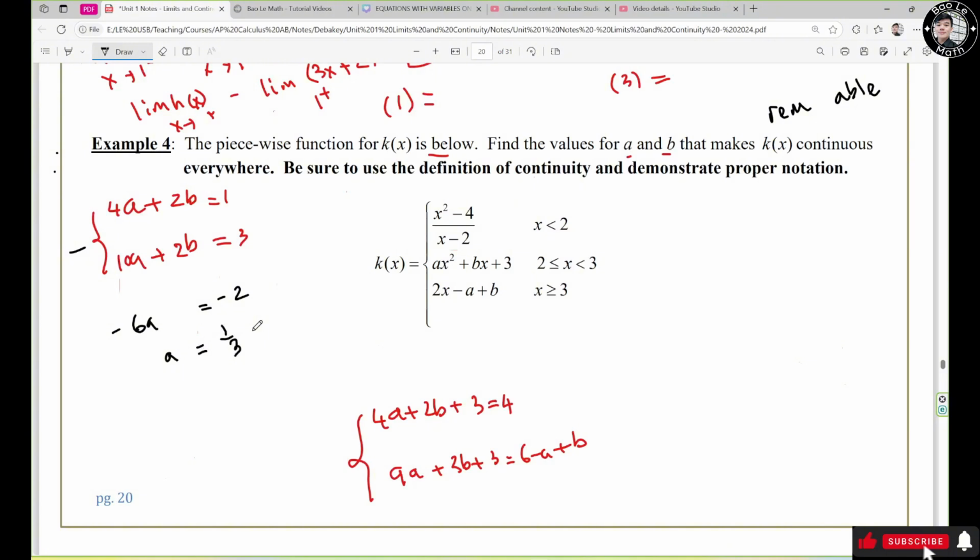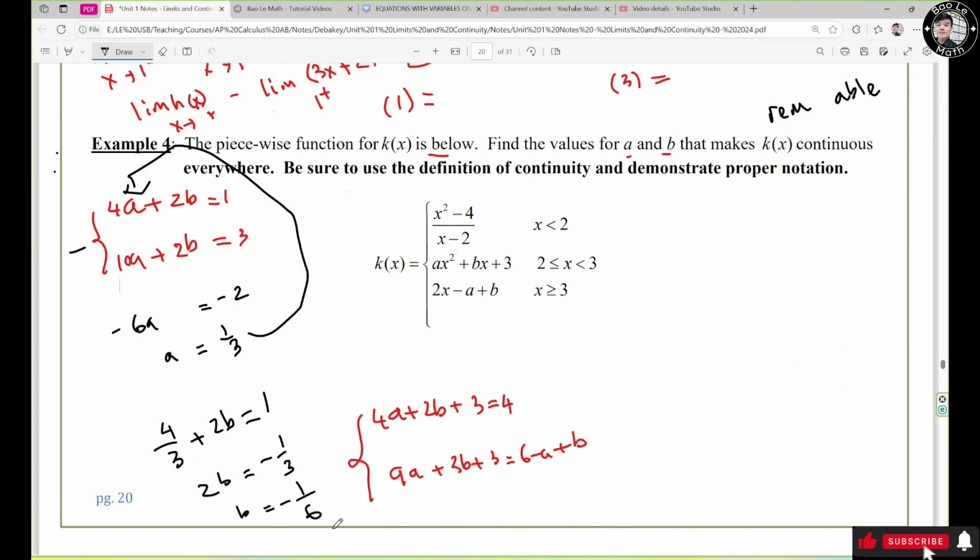Now a equals 1/3, substitute 1/3 for a back into this one right here. So I have 4/3 plus 2b equals 1, right? So 2b equals 1 minus 4/3, which means negative 1/3, right? Divide both sides by 2, so b equals negative 1/6, right? So the final answer is a equals 1/3, b equals negative 1/6. Then the function is continuous everywhere, right? And it's a good time to stop.